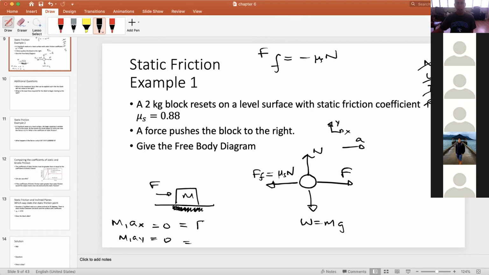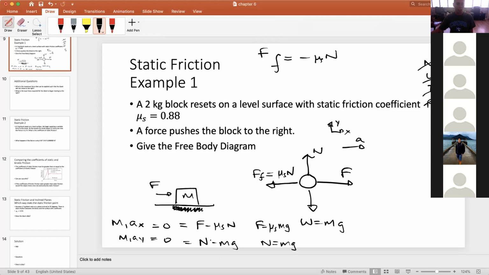m1ax is F minus µsN. m1ay is N minus mg. Now look at this. Our force of friction is equal to our force if it's not moving yet. That should make sense. But we need to find the normal force now. And using y, we get that the normal force is mg. So this equation becomes F is µs mg.